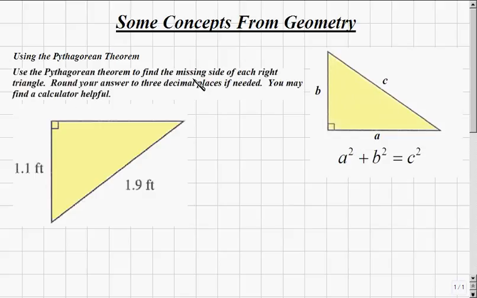Let's use the Pythagorean Theorem to find the missing side of our right triangle below. We'll use a calculator to compute the third side and round our answer to 3 decimal places.